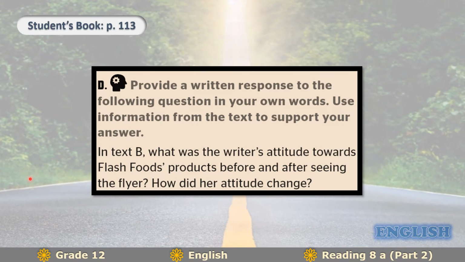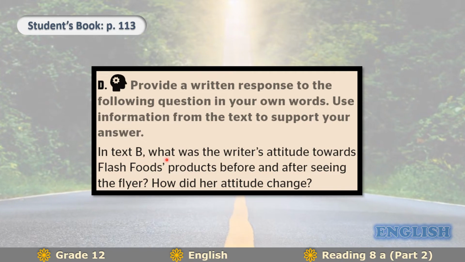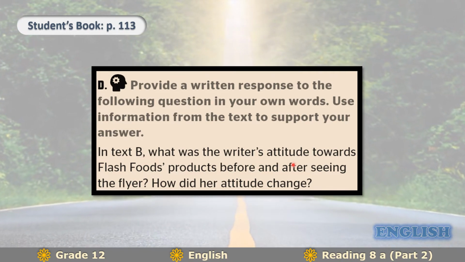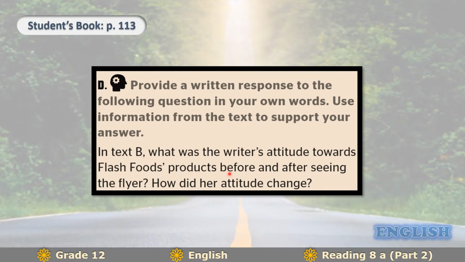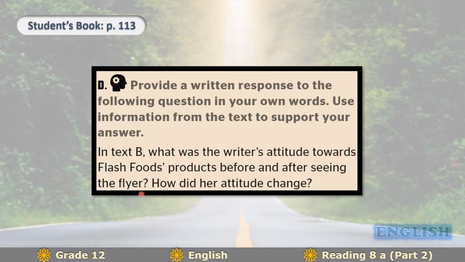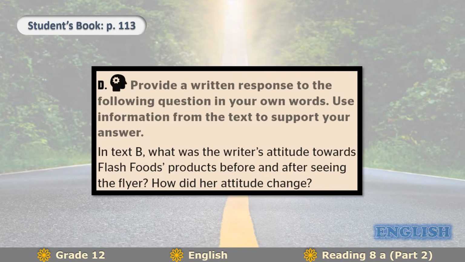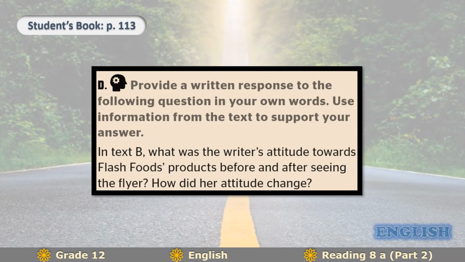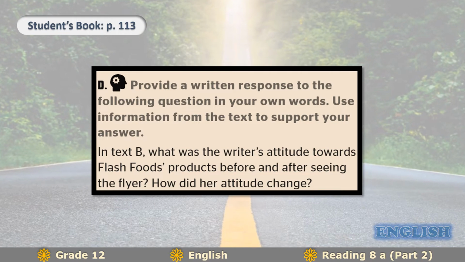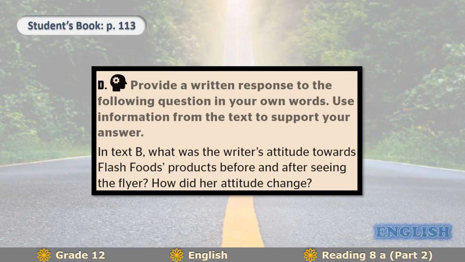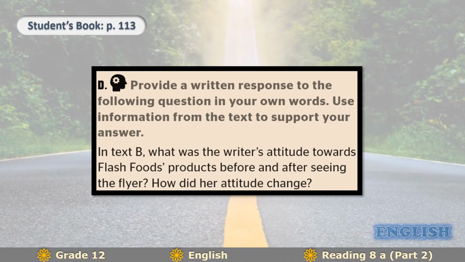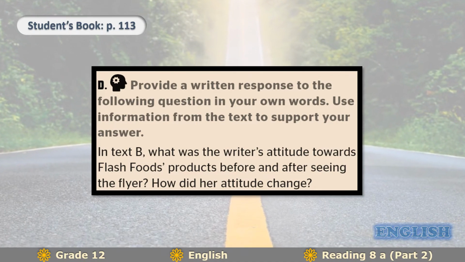The question says, in text B, what was the writer's attitude towards Flash Foods products before and after seeing the flyer? How did her attitude change? Thus, we are anticipated to look for words and expressions which reflect the writer's attitude towards Flash Foods products. So let's get down to reading the parts bearing the clues to answer this question.